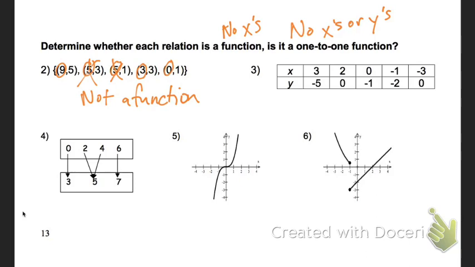Okay, look at number 3. The x's are 3, 2, 0, negative 1, negative 3. Is it a function? Yes. Now, look at the y's. Negative 5, 0, negative 1, negative 2, 0. Uh-oh. So is it one-to-one? No, because the zeros repeat. So function, but not one-to-one.